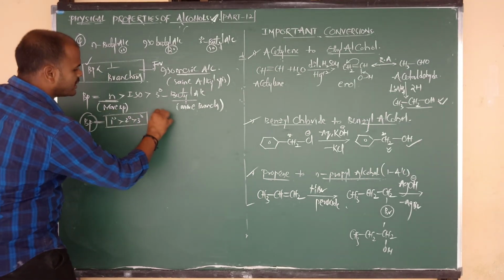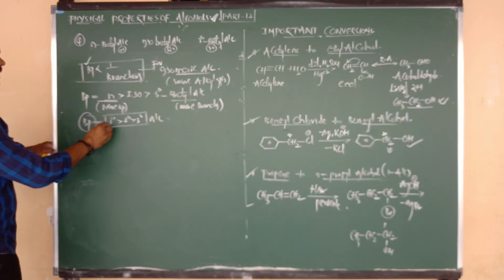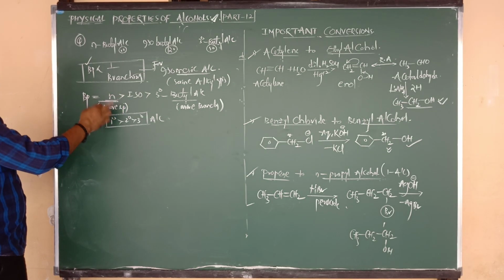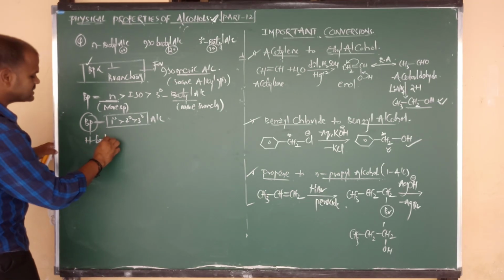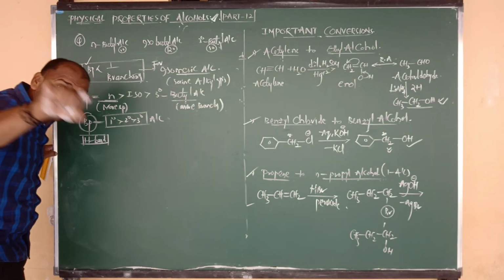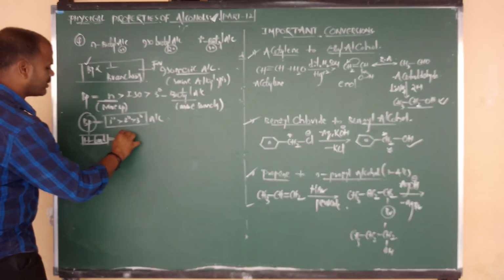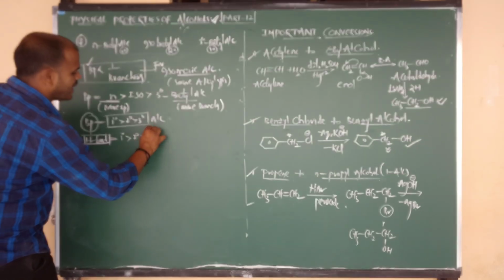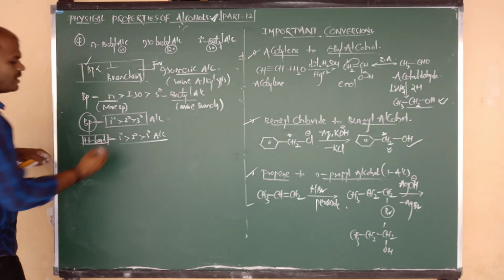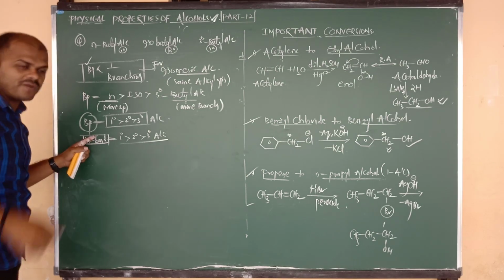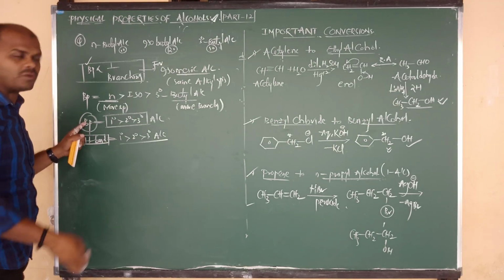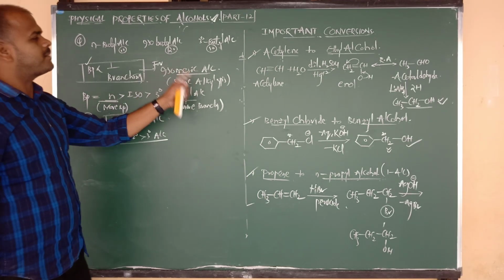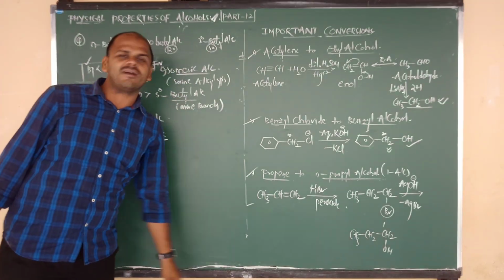Secondary greater than tertiary. Primary alcohols have less branching and are more capable of hydrogen bonding. They can ask this question also: what is the order of hydrogen bond formation of alcohol? Primary alcohol, secondary alcohol, and tertiary alcohol. This is the order of hydrogen bond formation, and the same order applies for the boiling points of the respective alcohols. These conditions are applicable only in the case of isomeric alcohols.